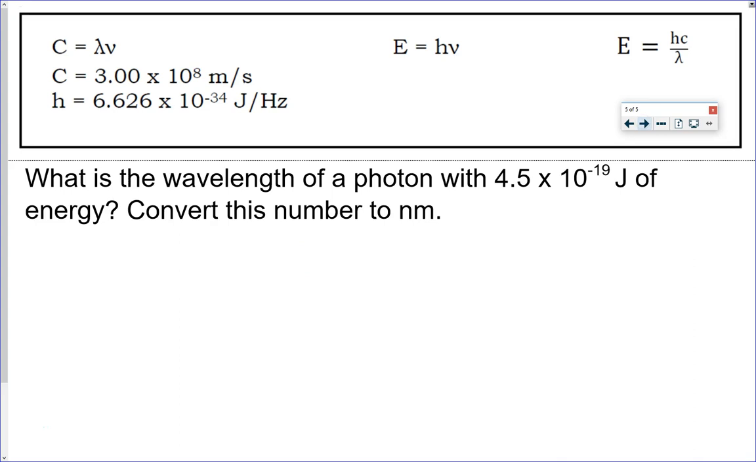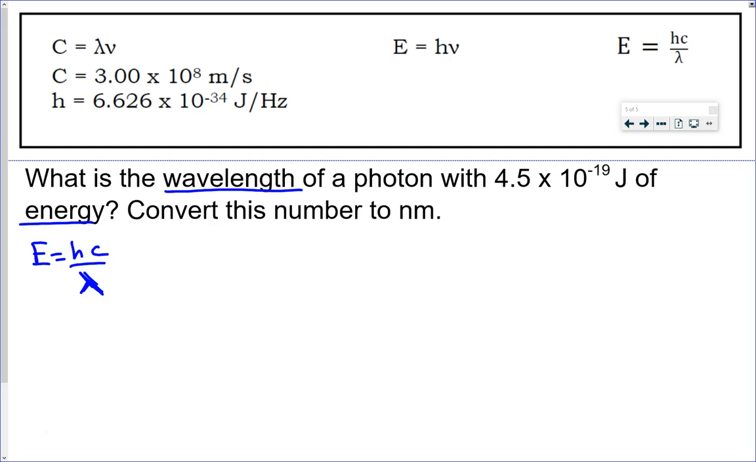This last problem here says, what is the wavelength of a photon with 4.5 times 10 to the negative 19th joules of energy? And then it says to convert it to nanometers. So in this one, we're dealing with wavelength and energy. So we're going to find the equation that has wavelength and energy in it. It is E equals hc over lambda. So this is the equation that we're going to be using on this one.